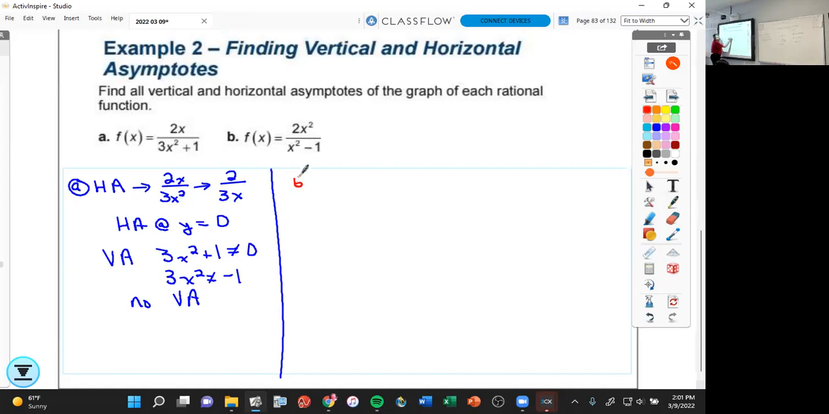Part B. Let's start by looking for horizontal asymptotes. You get 2x squared over x squared, which gives us 2. Do we have a horizontal asymptote? Remember, the other term is going to 0. This is 2. It's not going anywhere. Horizontal asymptote? Yes. Horizontal asymptote at y equals 2.